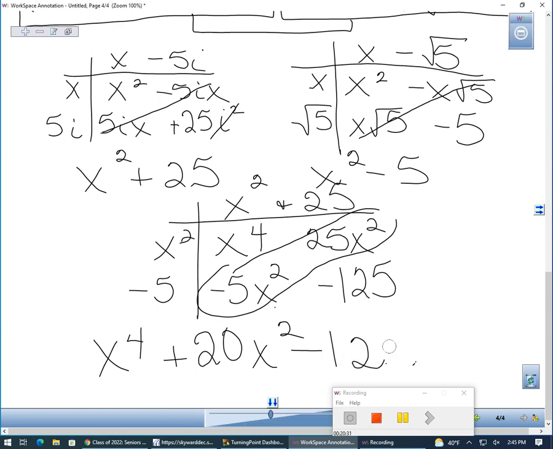Now, here's the one thing I want to point out. How many roots did we start with? We started with 4, right? Because you had to have the positive and negative. What's our highest exponent? It's 4. They go together, right? Yep, they will always do that.